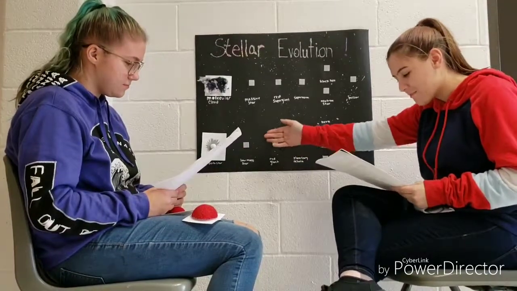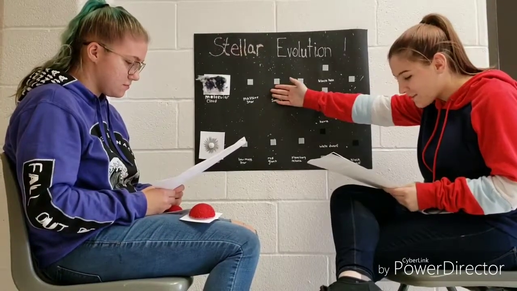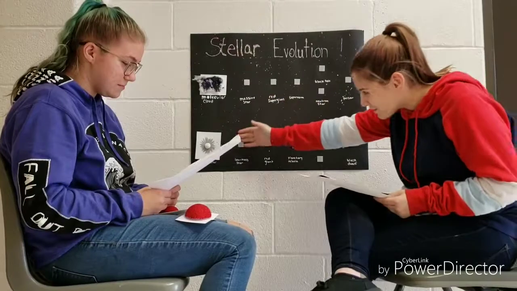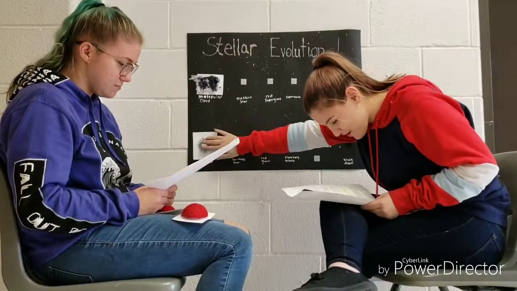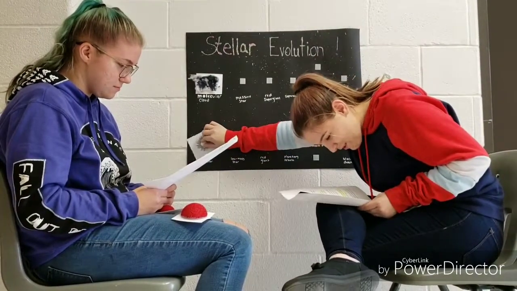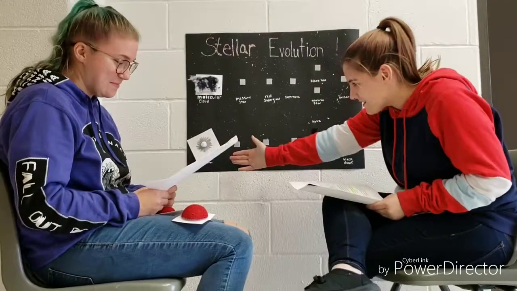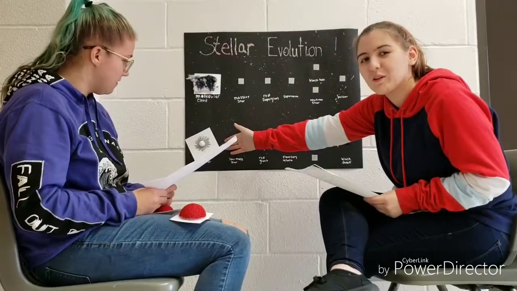This here is a protostar. These are formed after a clump of dust and gas breaks off of the molecular cloud. Angular momentum turns the clump into a rotating disk. The pressure and temperature begin to rise, and thus making the protostar.